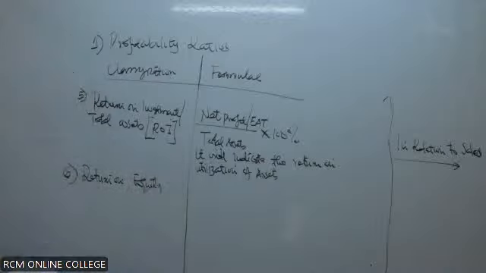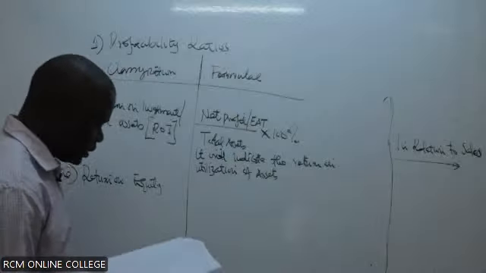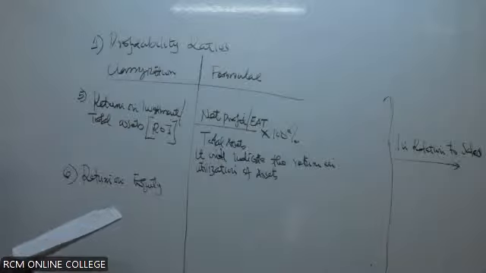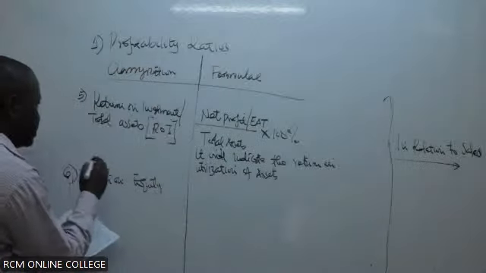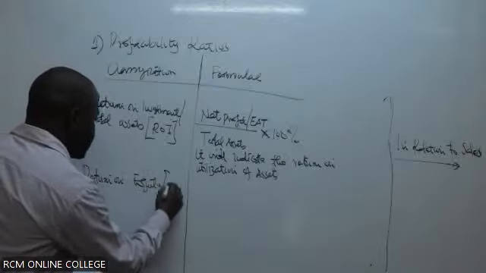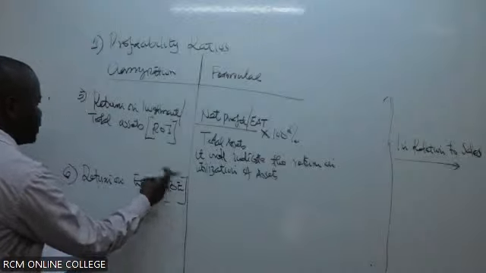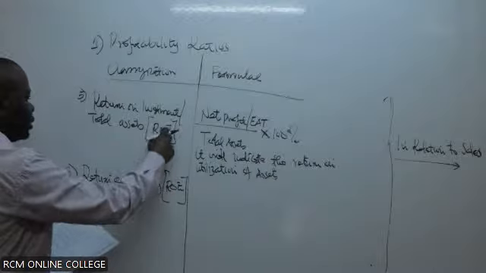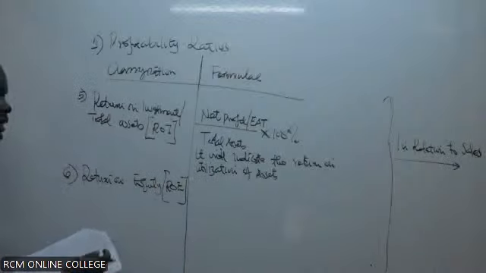So what is the return you are having to get on what you've put in as equity? Sometimes it is written like this, ROE, return on equity. So what is the return you are getting on what you've put in as equity?